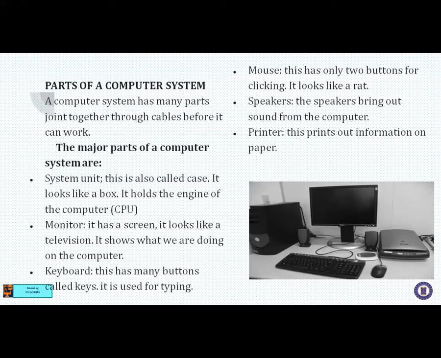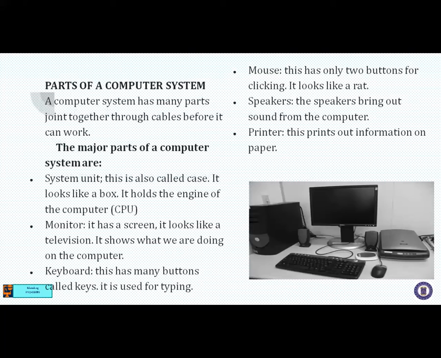Then on the floor there, we can see the keyboard, that rectangular shaped object with many buttons. It is the keyboard that has many keys. And when you press the keys, you are sending data into the computer. If you are doing it well, that is what we call typing. We use the keyboard for typing.